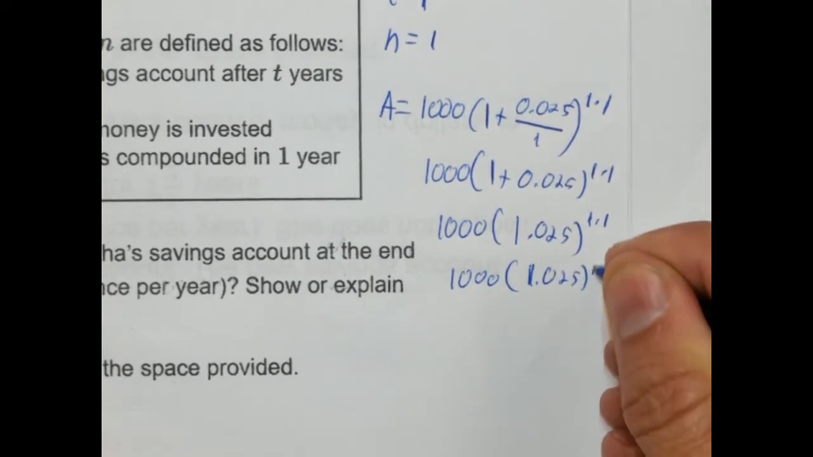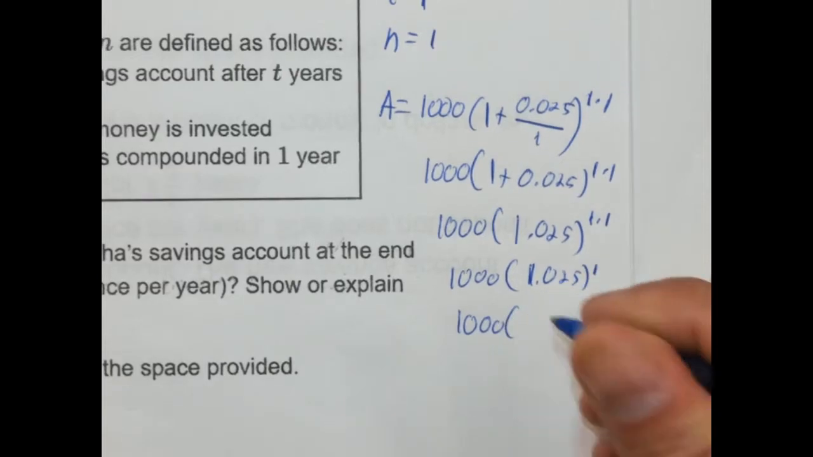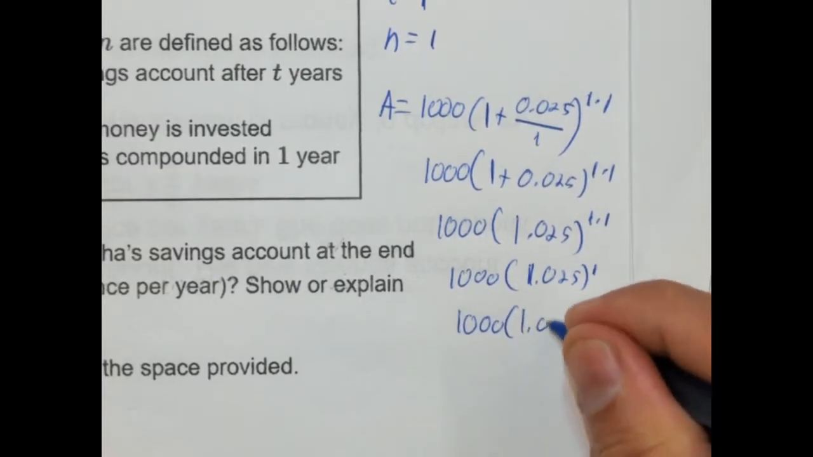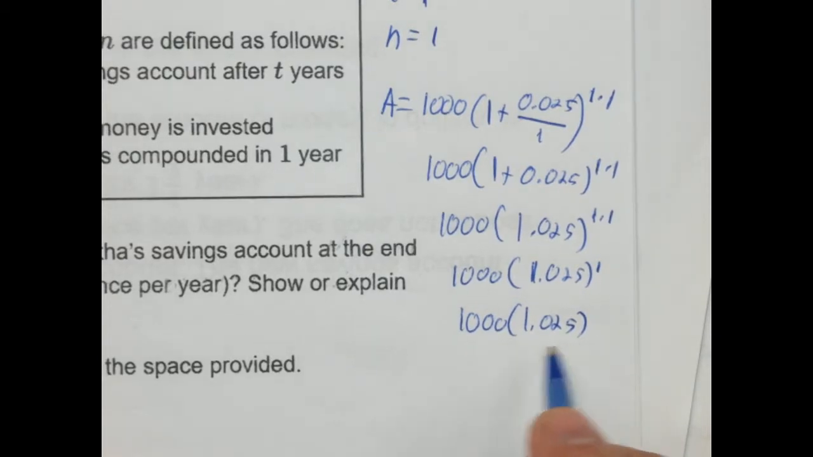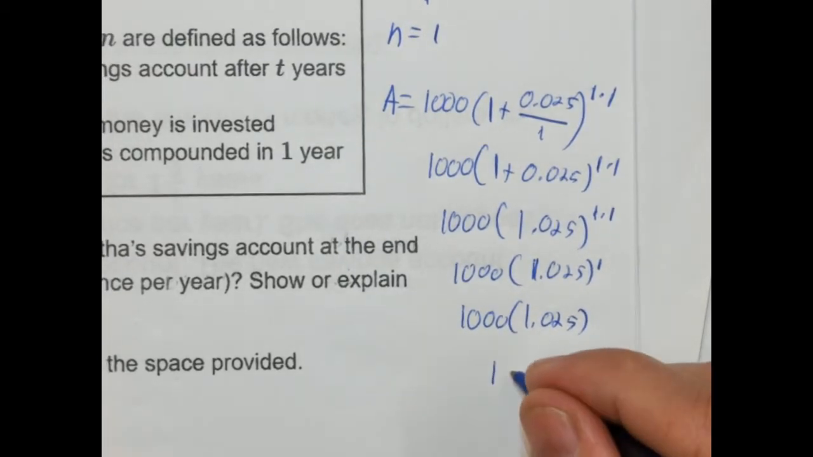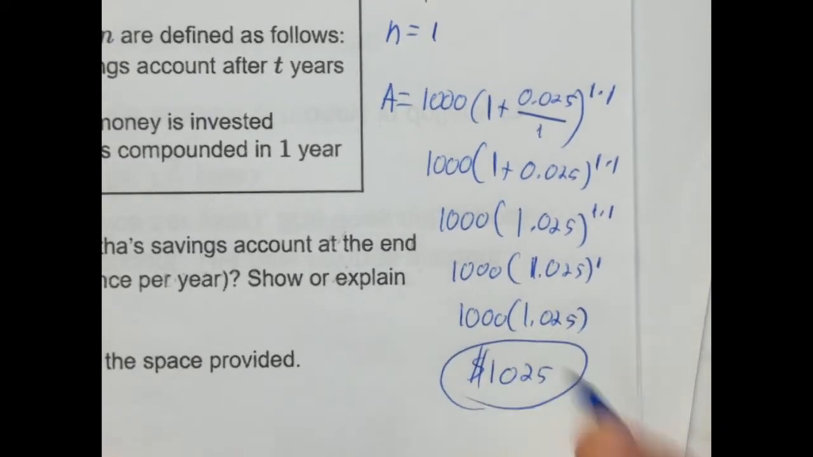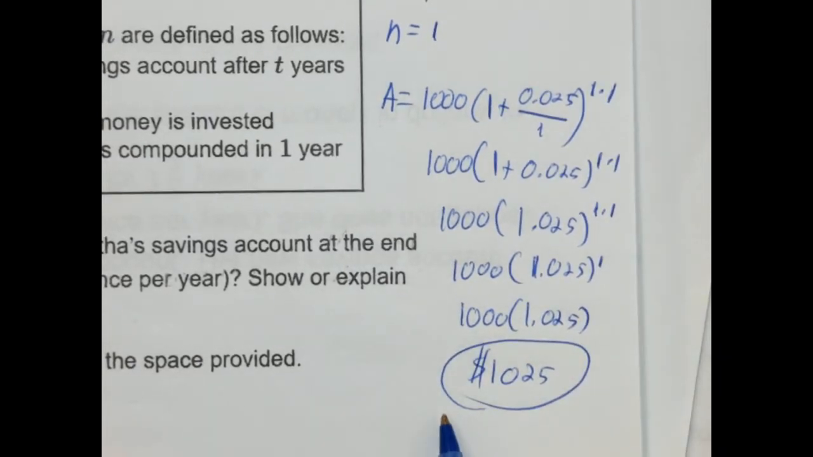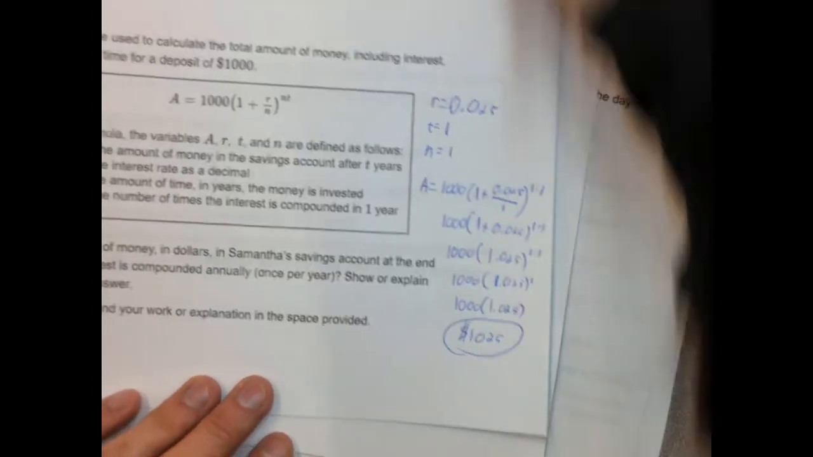1.025 to the 1 power is just itself. So we're multiplying this by 1,000, and we're just going to move this decimal 3 spaces because that's how many zeros there are, so it's going to be 1,025. So this is how much money would be in Samantha's account after that 1 year. Sorry, Samantha's, not Amanda's. Okay, let's turn the page.